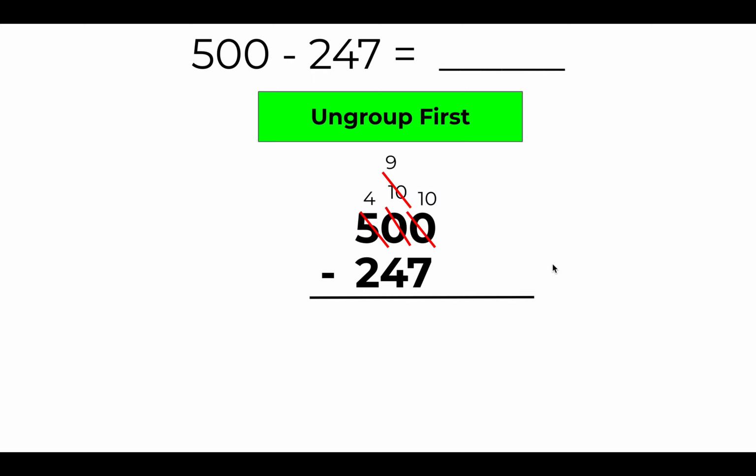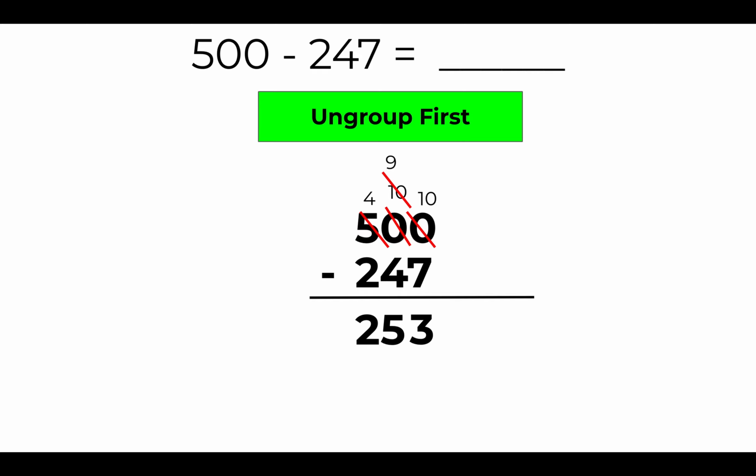So here, I've redrawn 500, or re-represented 500, as 4 hundreds, 9 tens, and 10 ones, just like I did in the proof model. Now I can subtract. 10 minus 7 equals 3, 9 minus 4 equals 5, and 4 minus 2 equals 2. My answer is still 253.